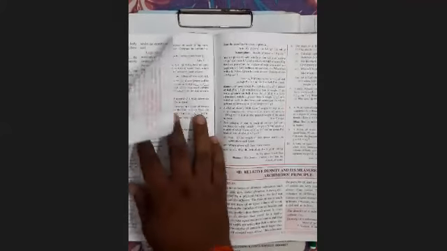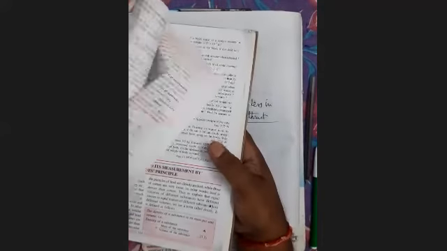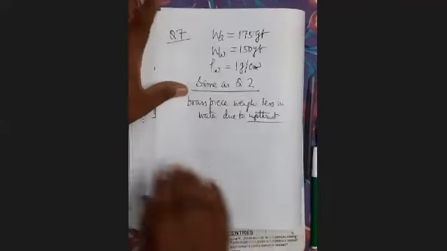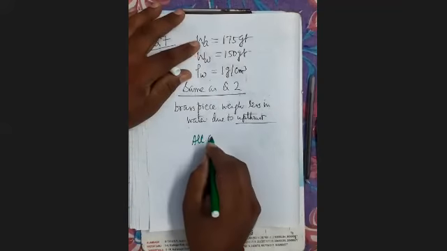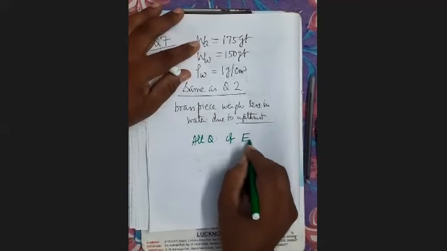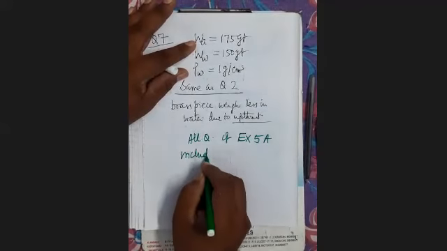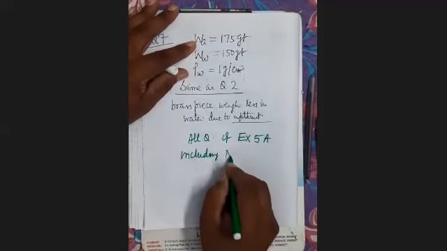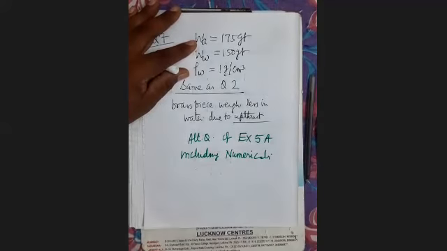Now all of you listen here. There is an assignment for you. You will do all the questions of exercise 5A, including numericals. It's clear? All questions of exercise 5A, including numericals. You do it in one register.